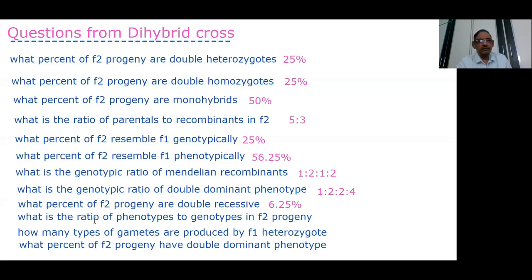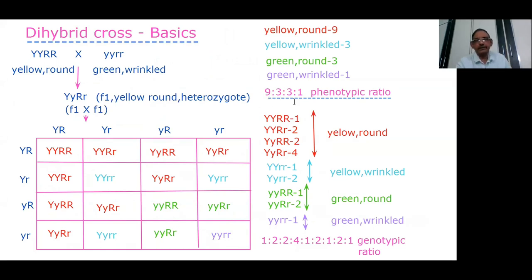Next question. What is the ratio of phenotypes to genotypes in F2 progeny, all related to dihybrid cross? In F2 progeny, how many phenotypes and how many genotypes are produced? Now let us see the phenotypic ratio, 9:3:3:1. There are four types of phenotypes: yellow round, yellow wrinkled, green round, green wrinkled. And how many genotypes are these four phenotypes? 4, 2, 2, 1. 9 genotypes. Genotypic ratio is 1, 2, 2, 4, 1, 2, 1, 2, 1. So there are 9 genotypes in all and 4 phenotypes. The ratio of phenotypes to genotypes is 4 is to 9.